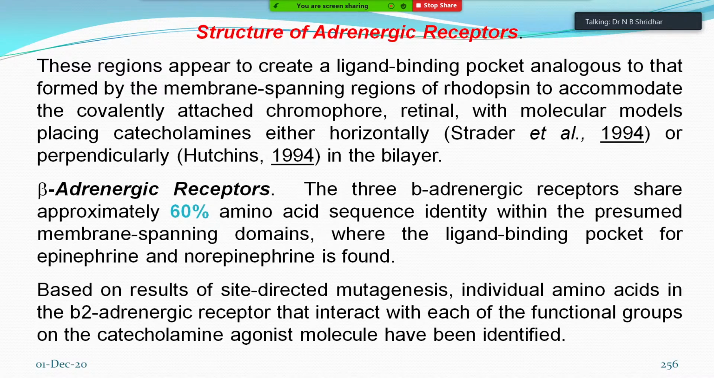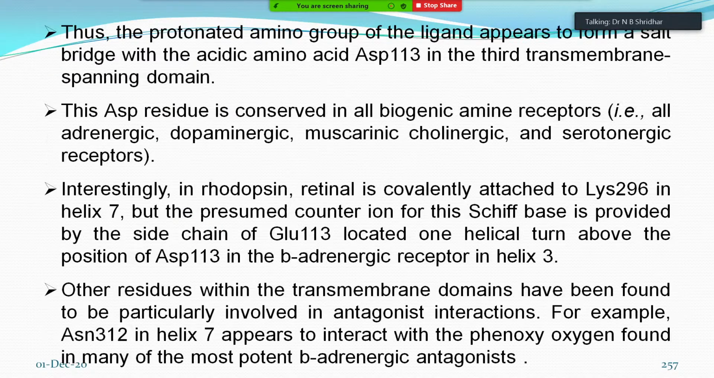The ligand binding pocket has been identified, and based on the results of site-directed mutagenesis, the individual amino acids in the beta 2 adrenergic receptor that interact with each of the functional groups on the catecholamine agonist molecule have been identified because of these advanced techniques.